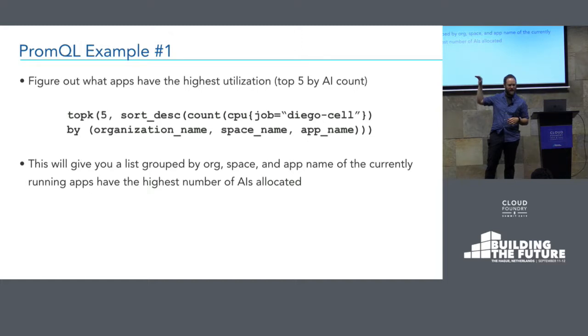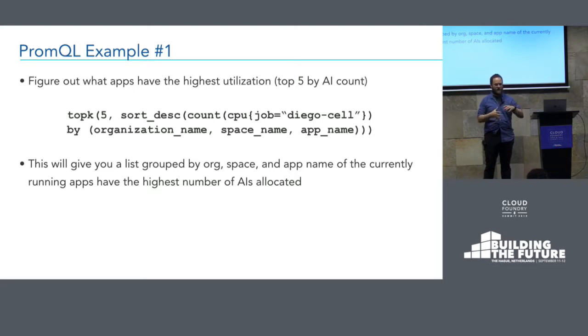So it's going to look at the count of the number of CPU metrics coming out, and then it's going to sort them in descending order, so highest to lowest. And then this bottom line here is telling it to group them by organization, space, and app name. That will actually give you, per org, space, and app, a breakdown so that they're all bundled in that way. For each app, it's going to do the grouping first, and then it'll do the top on it. So it's going to take all the CPU metrics, count them, sort them by app, and then it'll give you the top 5.